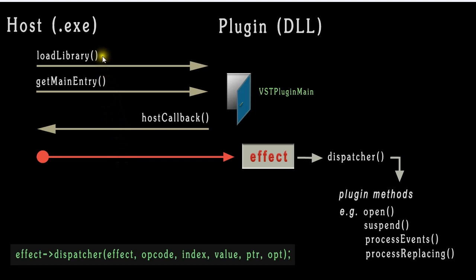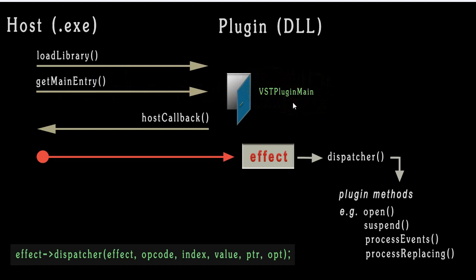So here we have the host on the left-hand side and the plugin on the right. The plugin is essentially a dynamic link library, so in the host we begin by loading that library into the memory space of our executable. And then we need to get an entry into the DLL. And the standard says that the entry point or address should be called VST plugin main.